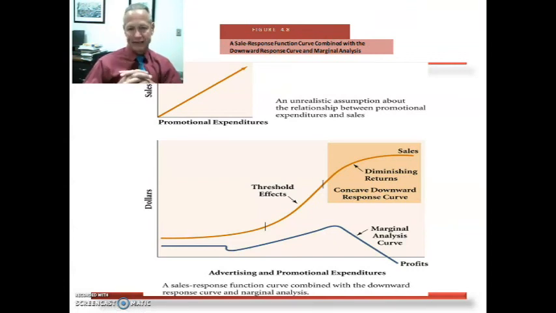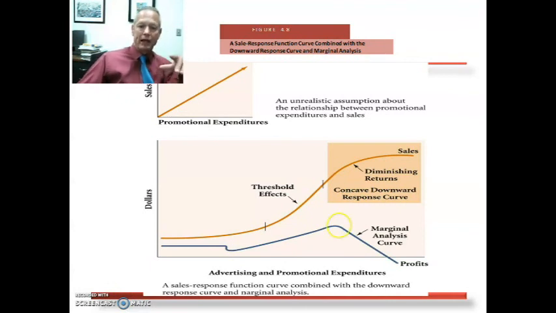That is not realistic, and that's why it says that graph is an unrealistic assumption about the relationship between expenditures of promotion and sales. Moreover, it's more like the bottom graph, where you advertise, and then all of a sudden it catches on and your sales go up, and then eventually you have a margin of diminishing returns. This is your profits. Your profits actually dip, and then they start going up, and then once you hit that margin of diminishing returns, your profits actually go down. So that is more realistic.